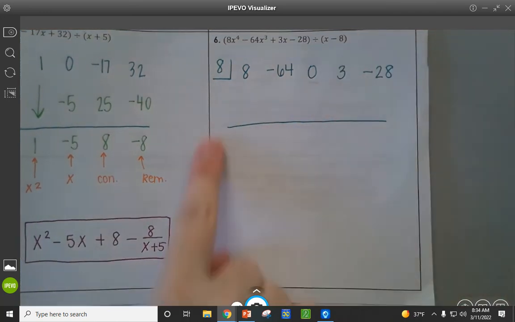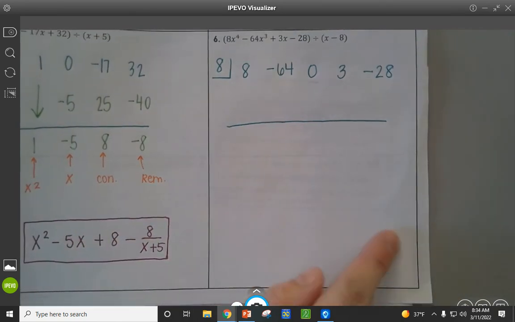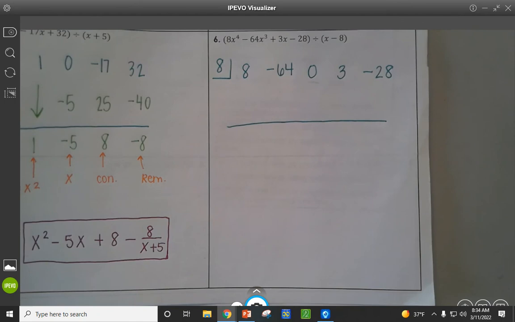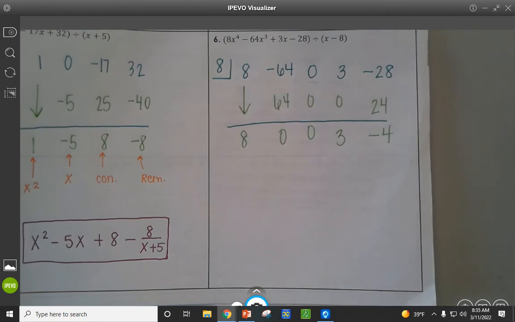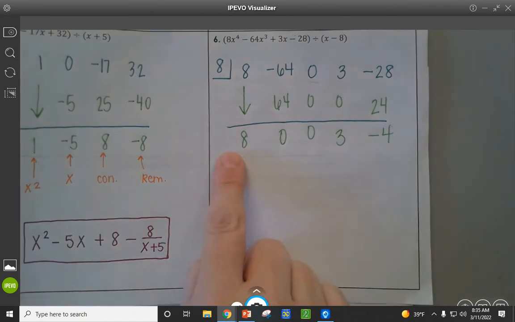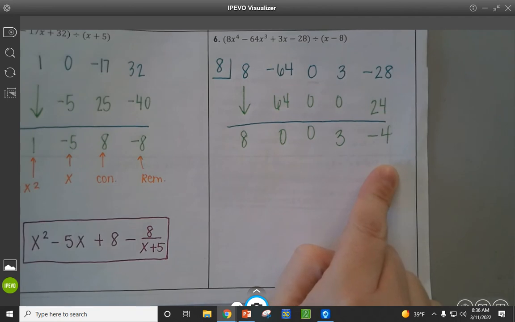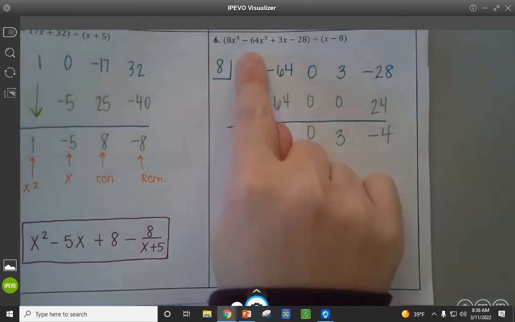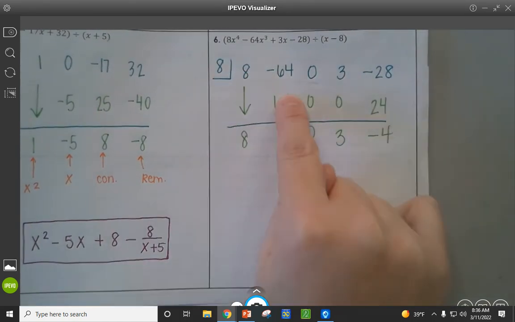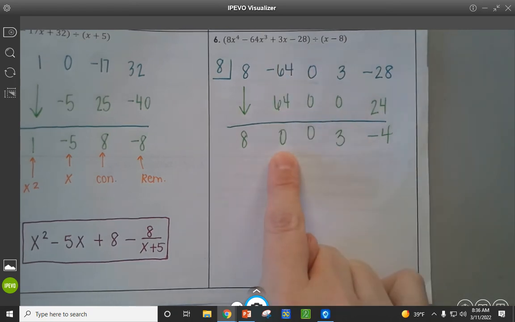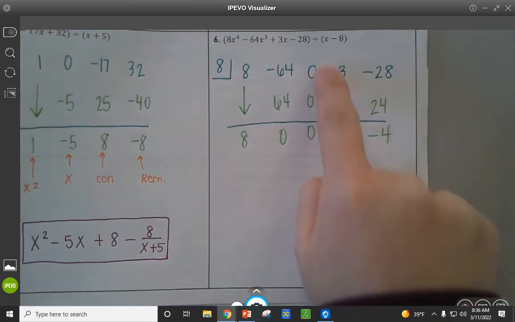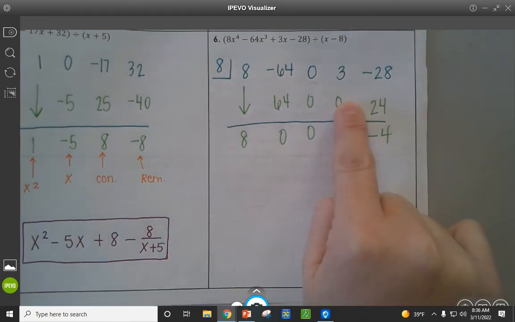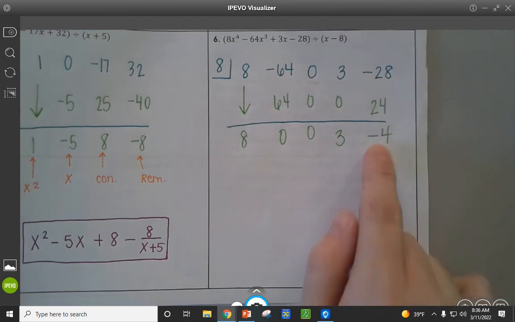And I want you to at least, you don't have to write out your answer yet if you don't think you'll be confident in it, but at least try the synthetic division part on your own. This is what you should have. So across the bottom, 8, 0, 0, 3, negative 4. If you don't have that, try to look. Bring down your 8. 8 times 8 is 64. So multiply, add, you get 0. Multiply, you get 0. Add, you get 0. Multiply, you get 0. Add, you get 3. Multiply 24. Add to negative 4.